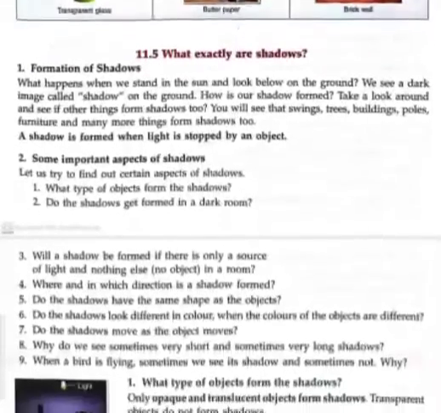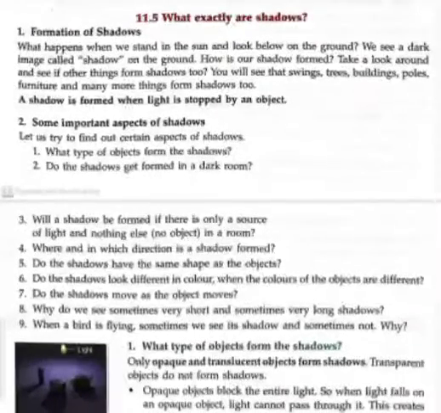What exactly is a shadow? A shadow can form only by opaque and translucent objects. You can't see the shadow of any transparent object. You will not see the shadow of air. You can see the shadow of opaque and translucent objects because some light is reflected by them.